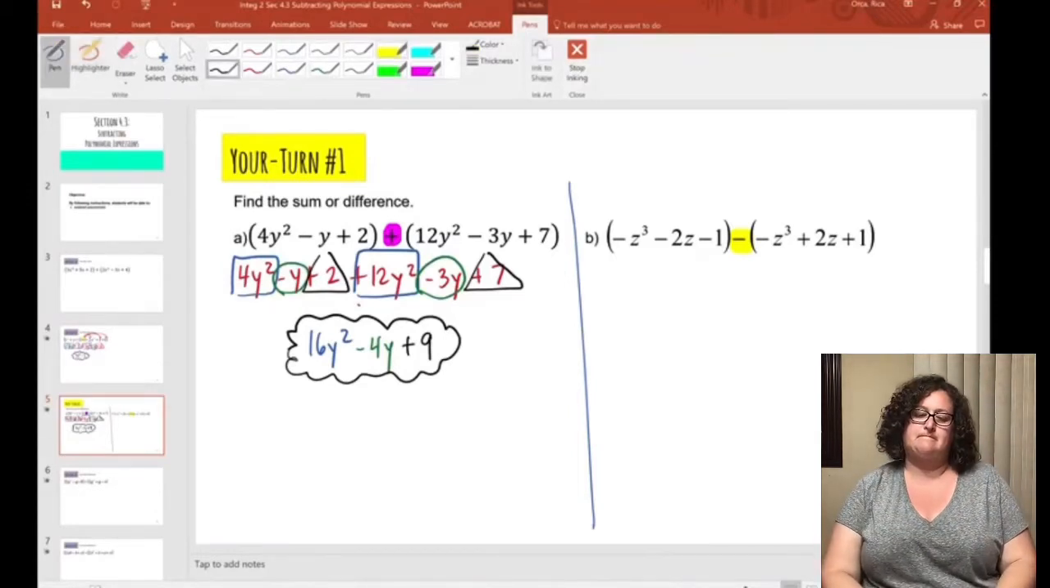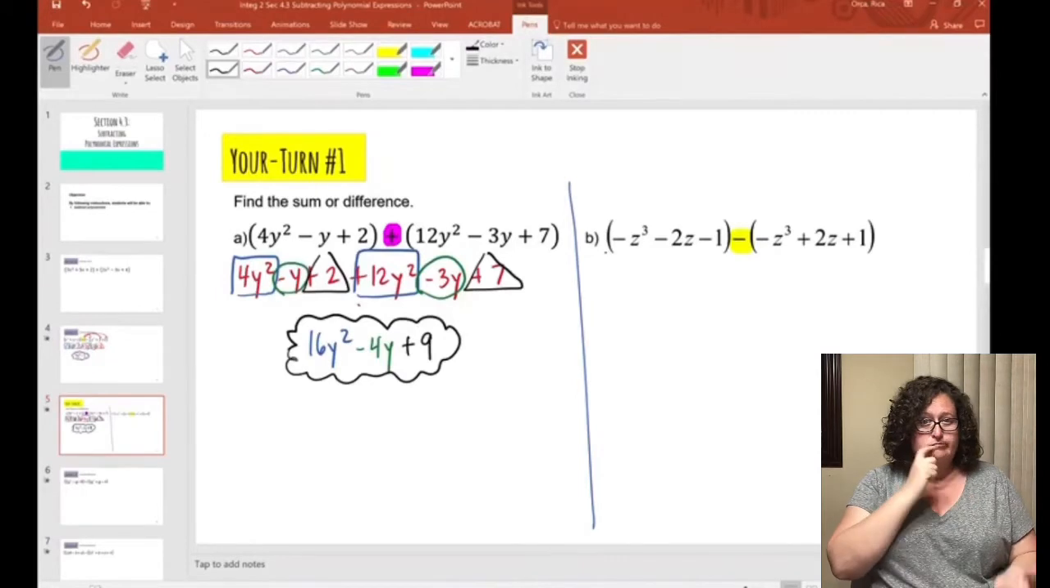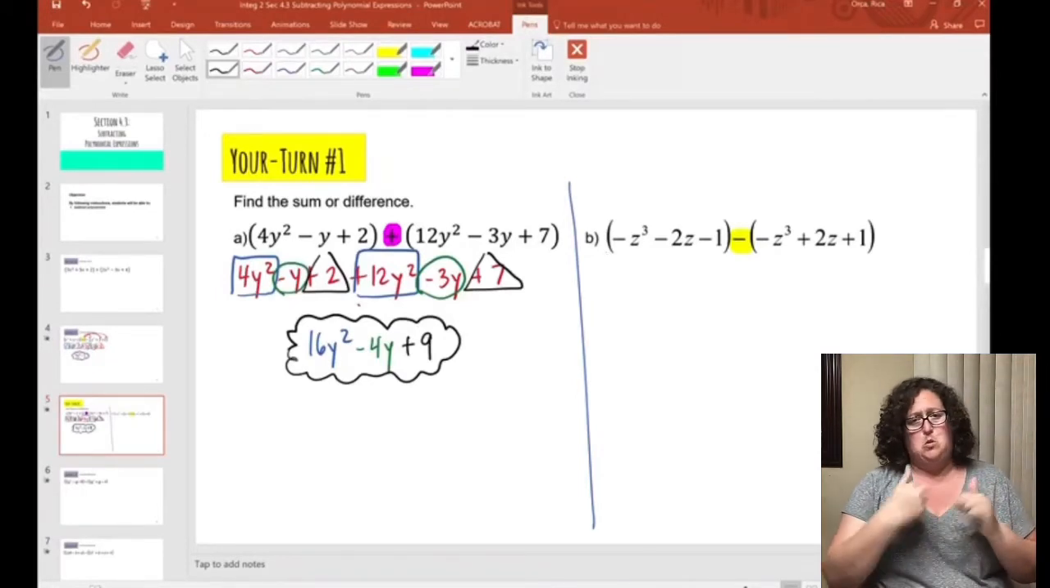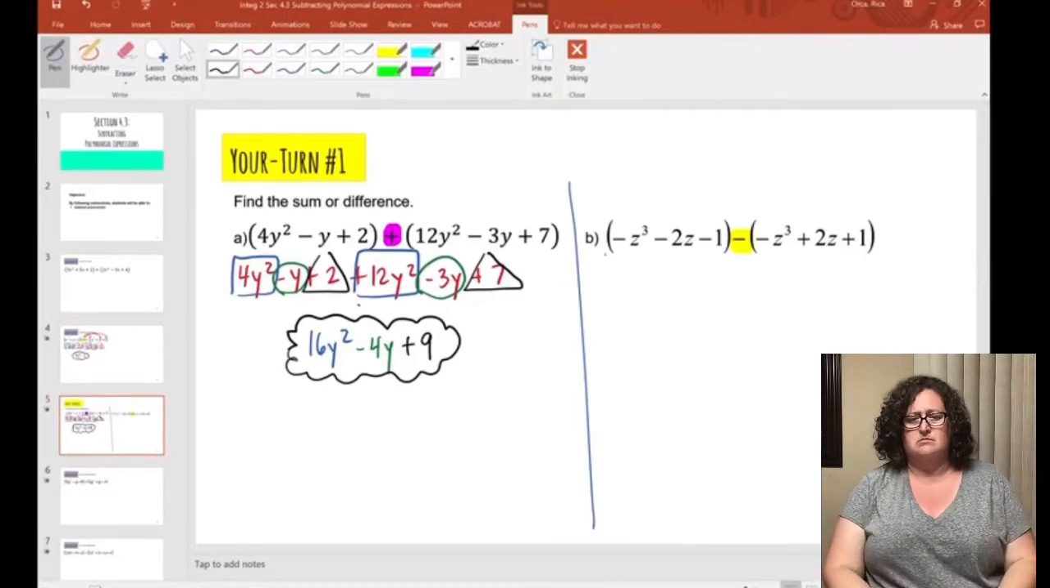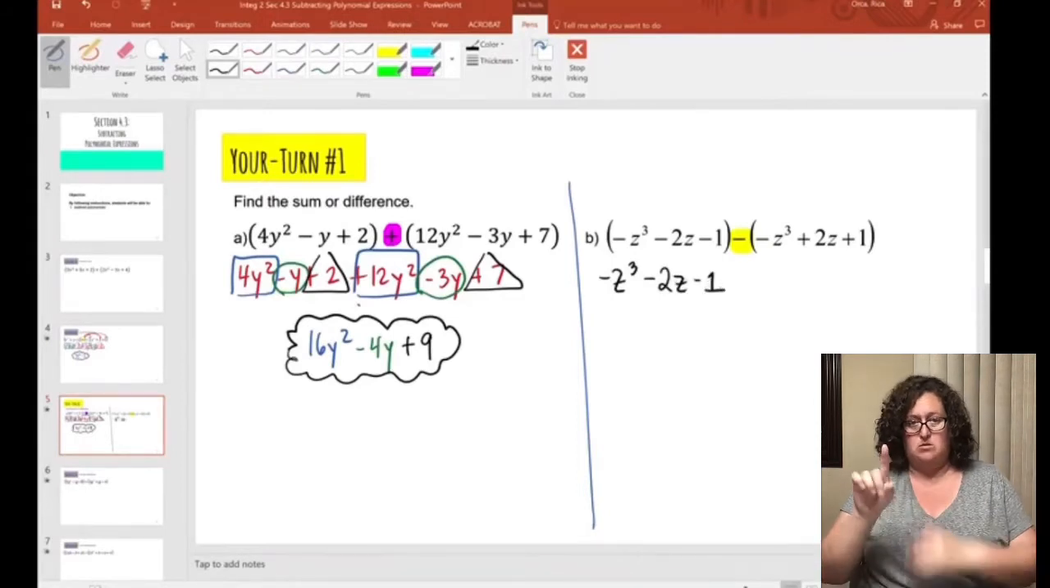So if you look at the first trinomial, you'll notice that there's nothing on the left side of the parentheses, which means that at this point we can go ahead and just drop the parentheses. That's negative z to the third minus 2z minus 1.